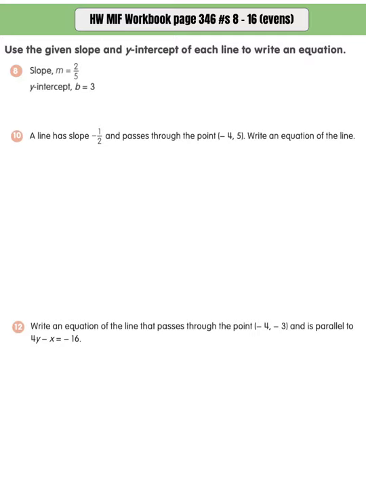Okay, so page 346, number 8, here they want you to write the equation of a line. We're just doing the evens. So y equals 2/5 x plus 3. That is all they want you to do. Next, it says a line has a slope of -1/2 and passes through this point, (-4, 5). So I'm going to substitute it in, replace, right, into here. So I know that my slope is -1/2.